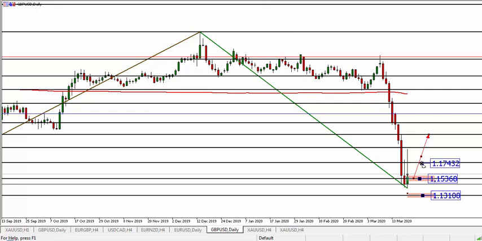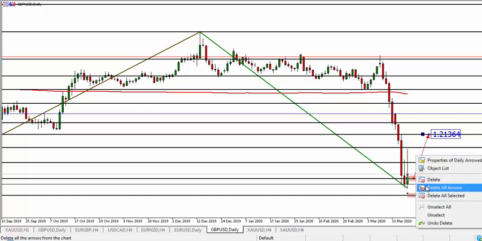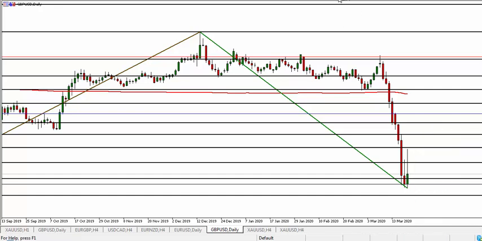What will be your first target? 1.1753. Your next one can be 1.1954, and your last one can be 1.2136 or 1.21. So this is in the daily time frame, and the daily time frame is not a bad time to start your buying pressure, at least in the short term. But I'm still very bearish overall about this pair.